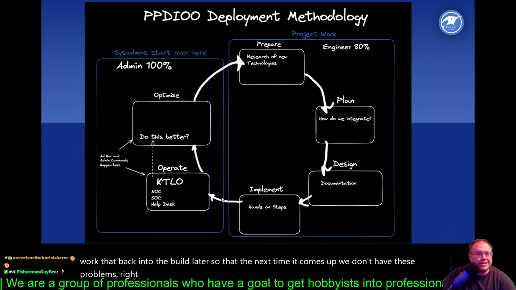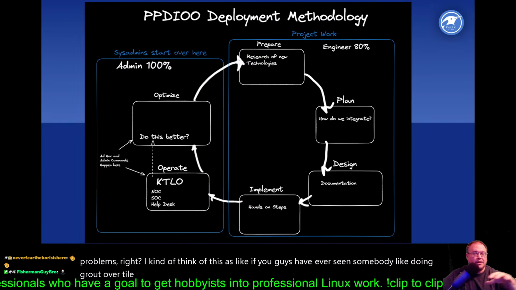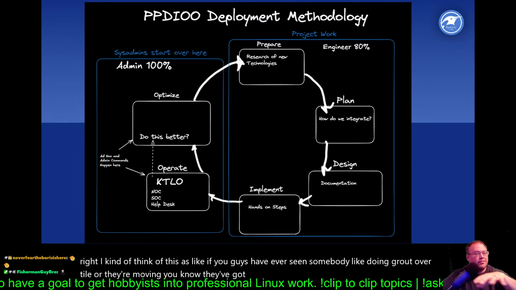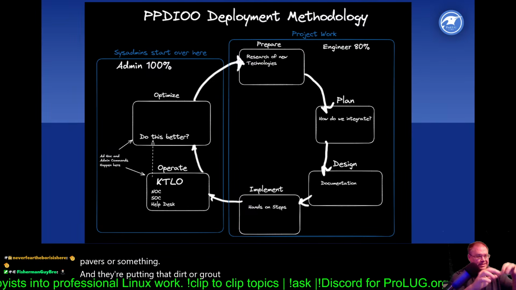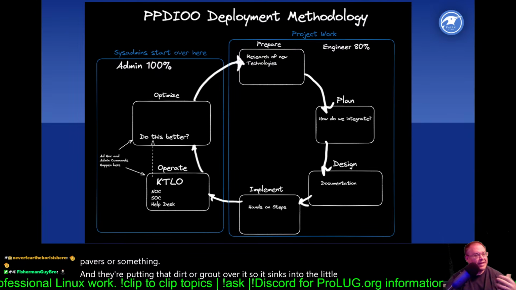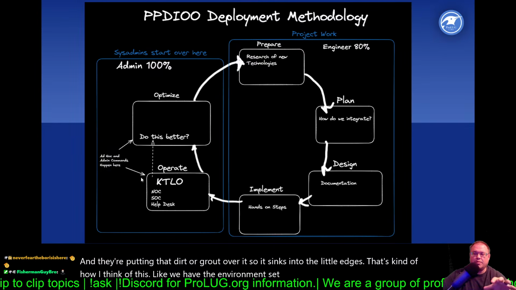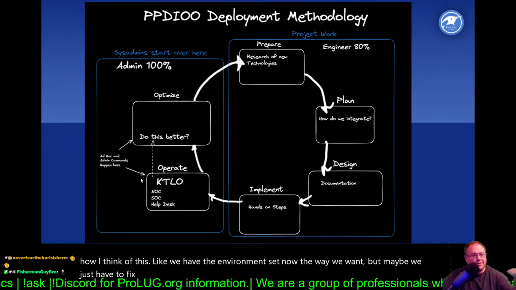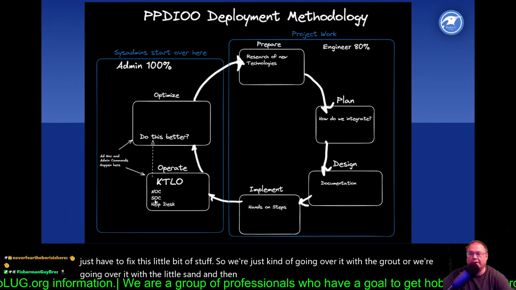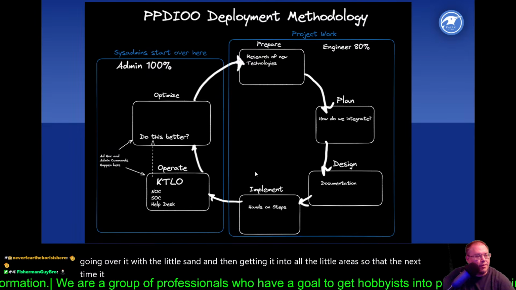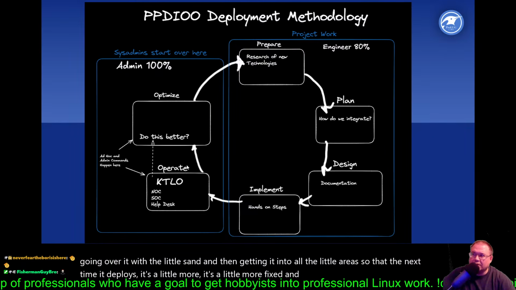I kind of think of this like, if you've ever seen somebody doing grout over tile, or they've got whatever design they want for pavers or something, and then they're putting that dirt or grout over it so it sinks into the little edges. That's kind of how I think of this. We have the environment set the way we want, but maybe we just have to fix this little bit of stuff. So we're going over it with the grout, or the little sand, and getting it into all the little areas so that the next time it deploys, it's a little more fixed and correct. So that's just my way of thinking about it.